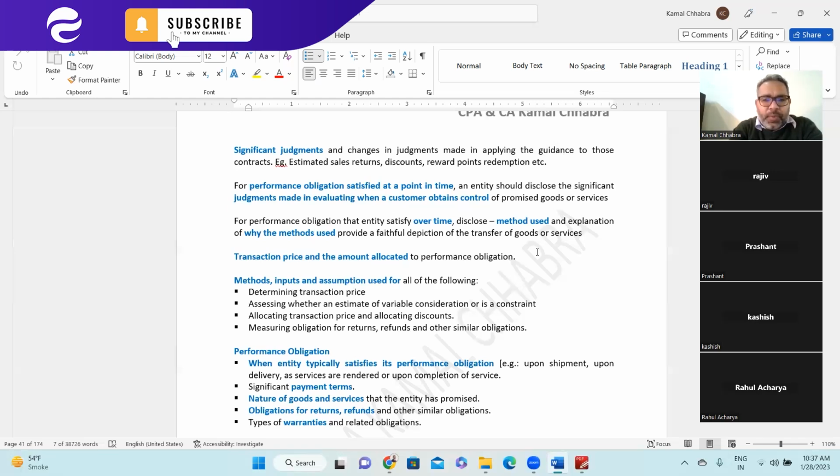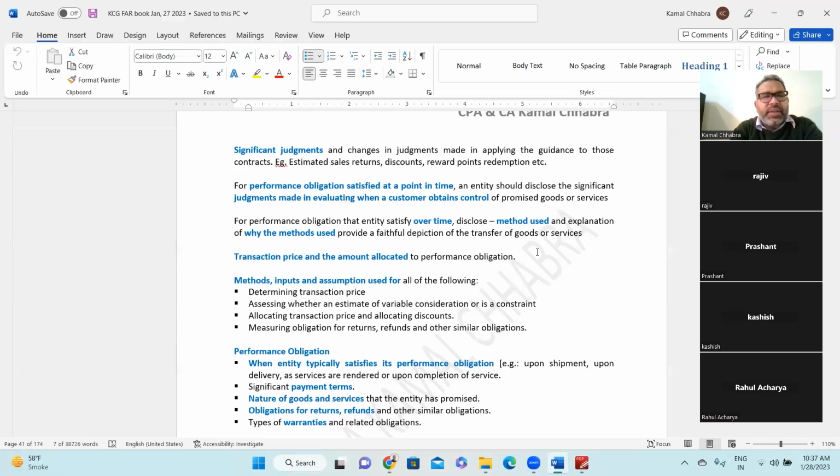Next is for performance obligations satisfied at a point in time: an entity should disclose significant judgments made in evaluating when a customer obtains control of goods and services. Sometimes it is very easy because it is mostly mentioned in your contract whether your agreement is ex-factory or ex-destination. If it is ex-factory, as and when the goods move out of the factory, you can recognize the revenue. When it is ex-destination, then as and when the goods reach the respective destination, you can recognize the revenue. But all those terms used in your business, you need to mention specifically.